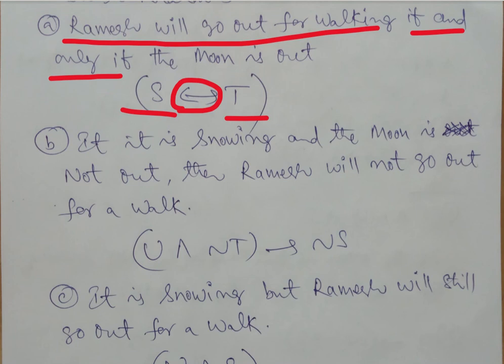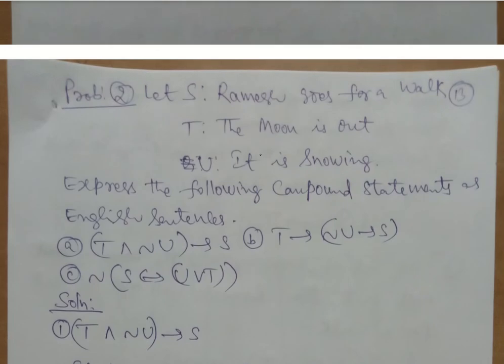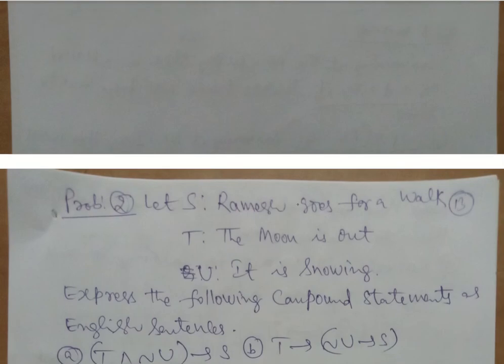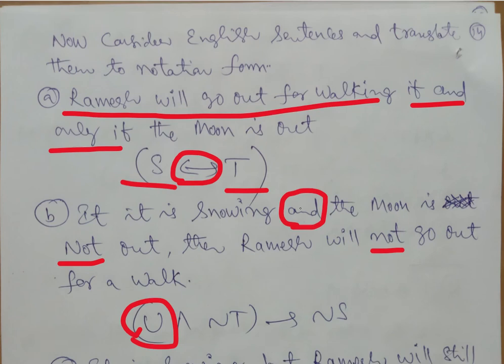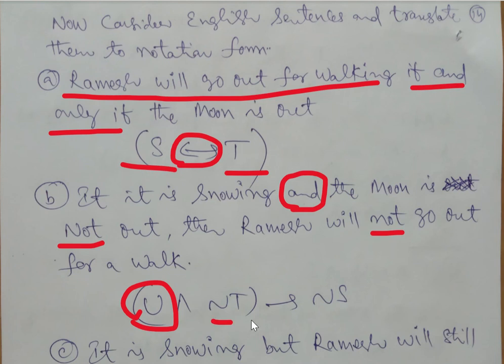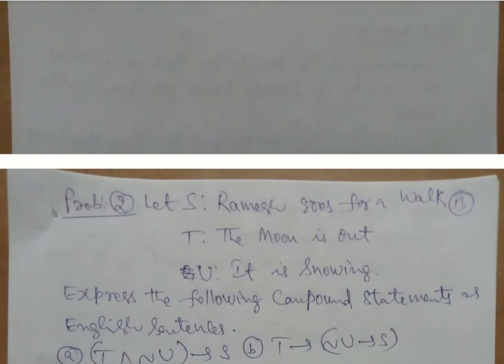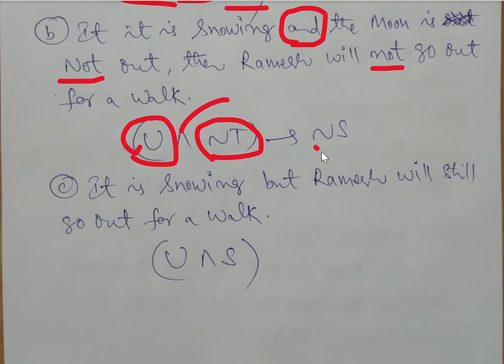Simple. If it is snowing and another connection, the moon is not out, then Ramesh will not go out. So here, if it is snowing, and the moon is not out. Moon is out is T, not out means negation T, and it is combined using and. Then we have Ramesh will not go out for a walk. Ramesh going out for a walk is S, not going out for a walk is negation S.